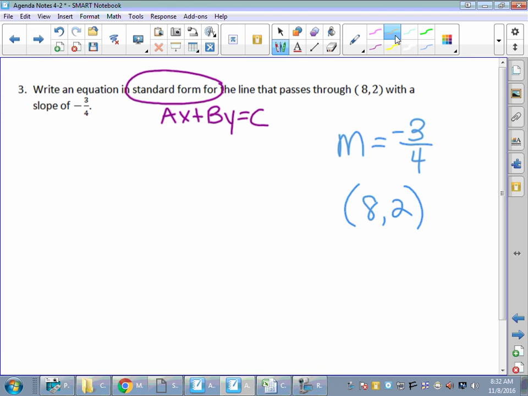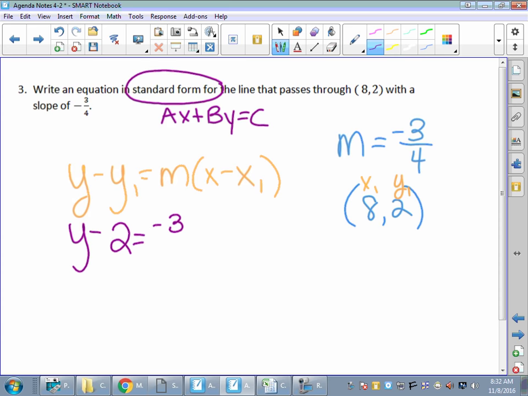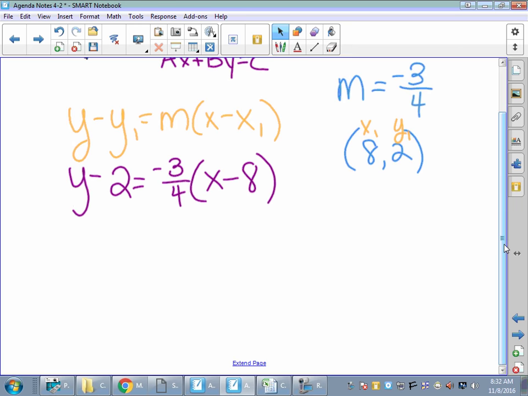And I know I'm going to always start off with this equation. So exactly what we did in that last problem, only now we're going to go further with it. So let's substitute this stuff in here. So y minus 2 equals the slope times x minus x1, which is 8. Watch the signs again. That's really the biggest thing to be careful about.